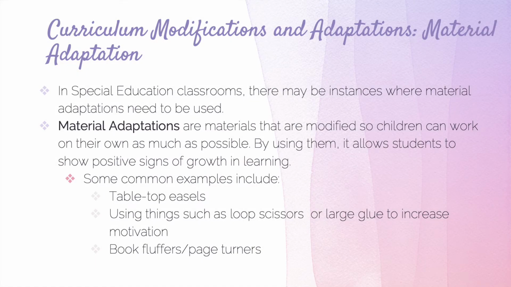So the next curriculum modification and adaptation are material adaptations, which are materials that are modified so children can work as much as possible by themselves. And the purpose of this is to promote positive signs of growth in learning and also promote independence. So some common examples would be using tabletop easels or page turners or items such as loop scissors or large glue in order to increase motivation.